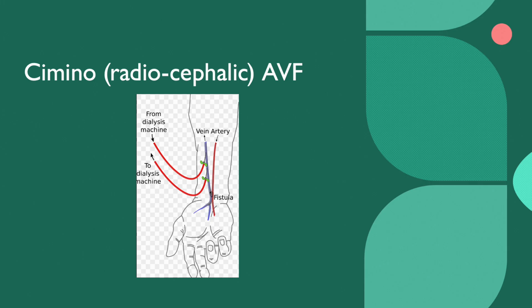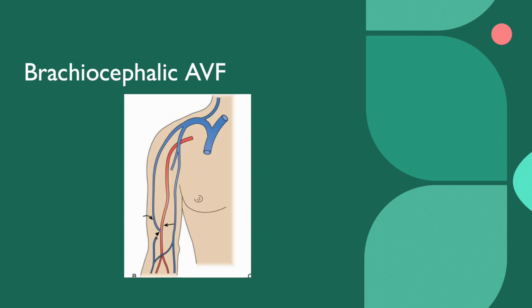All right. I know this is confusing. I don't want you to overthink it. I do want you to know when they hook in the cephalic vein to the radial artery, it's called a Cimino or a radiocephalic AVF, which stands for arteriovenous fistula. And here's another kind. Brachiocephalic AVF is where they take the patient's cephalic vein and hook it in to the brachial artery.